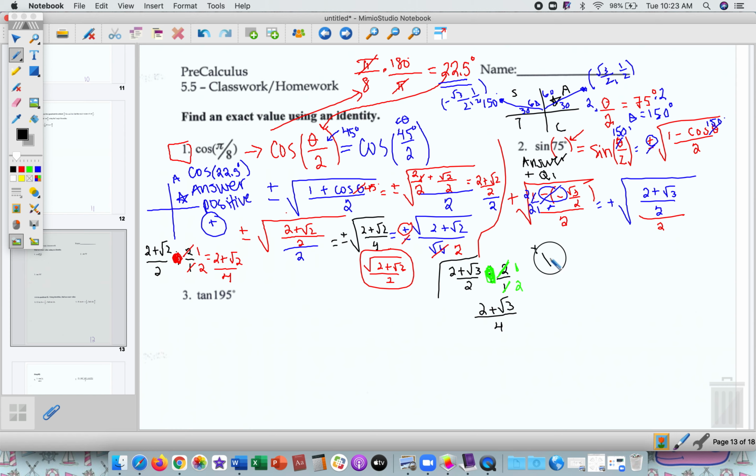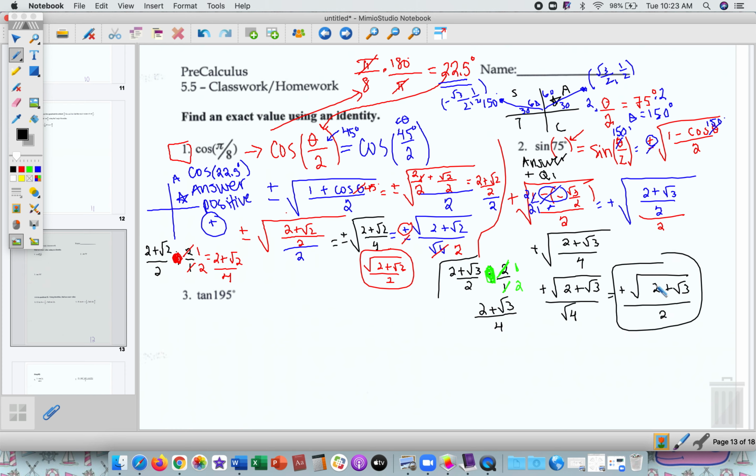So we have positive square root of 2 plus root 3 all over 4. And then we have positive on top, square root of 2 plus root 3, over denominator square root of 4, and square root of 4 simplifies to 2. So our answer is positive square root 2 plus root 3 all over 2.